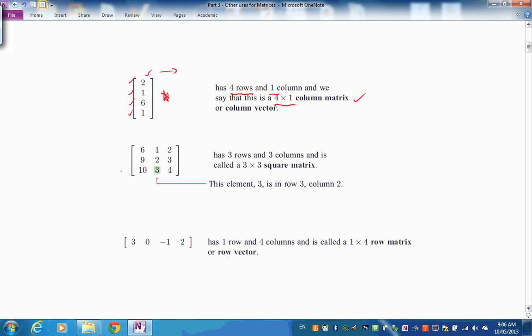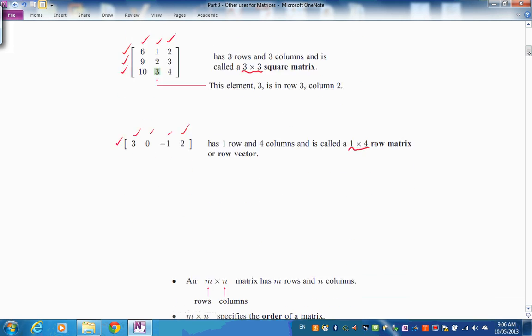And then this one here has 3 rows and 3 columns. So it's a 3 by 3 matrix. And this one down here has got 1 row, but 1, 2, 3, 4 columns. So it's a 1 by 4 matrix, or a row matrix, or a row vector. Okay, so this is important now. We're starting to build up a bit of mathematical notation or terminology to describe what we've got. We don't want to put it all in words.